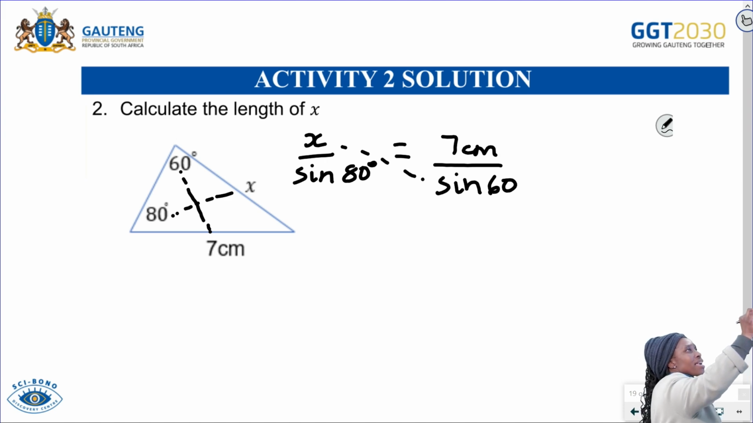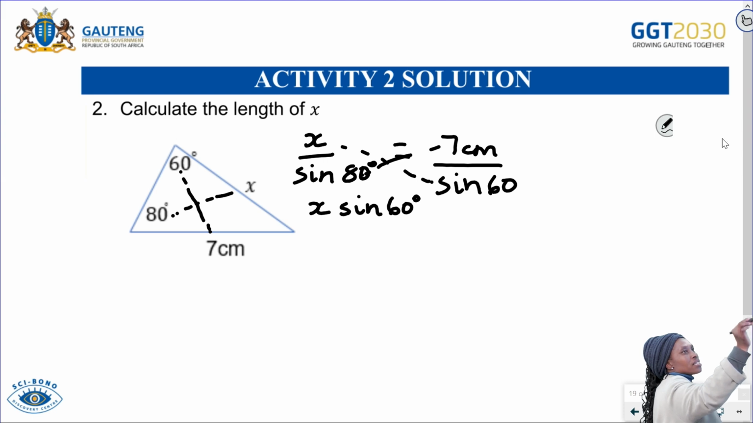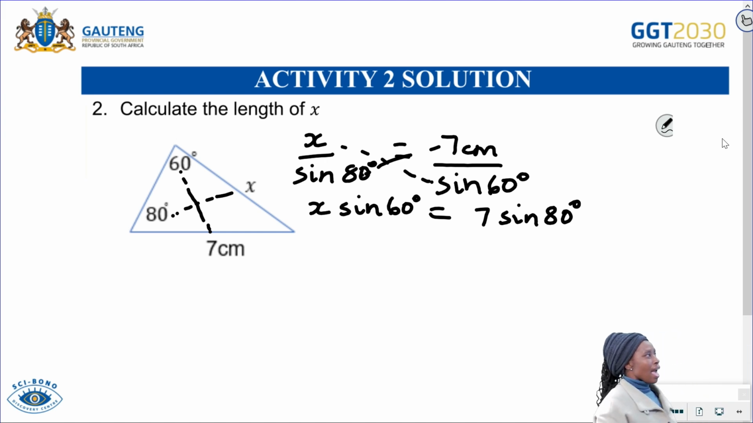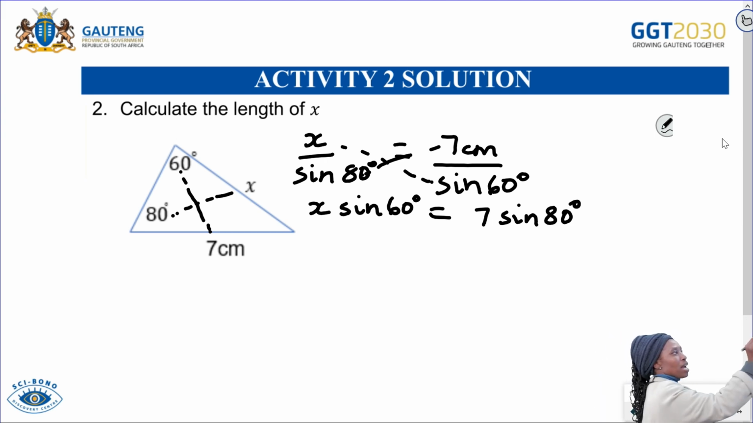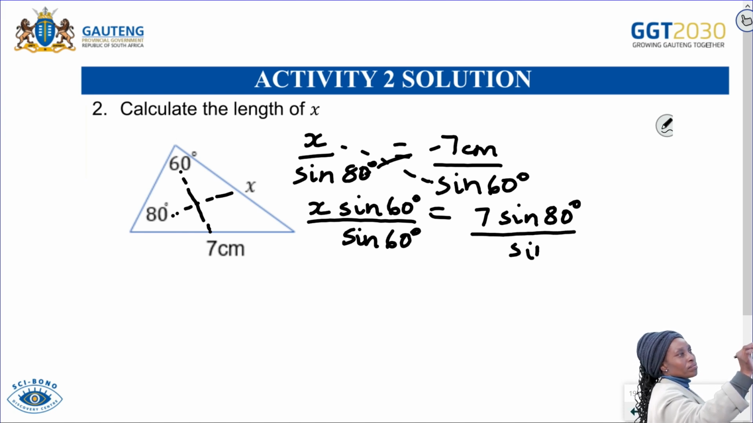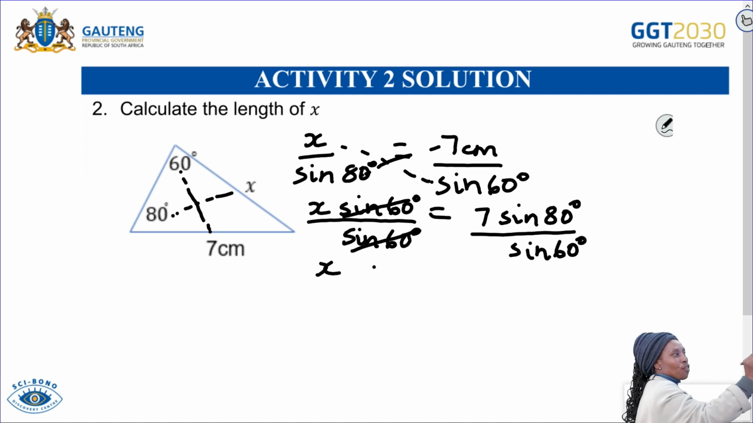And I cross multiply here to get x sine 60 degrees equal to 7 sine 80 degrees. Because I'm solving for x, divide both sides by sine 60 degrees, which will leave x as the subject of the formula there.